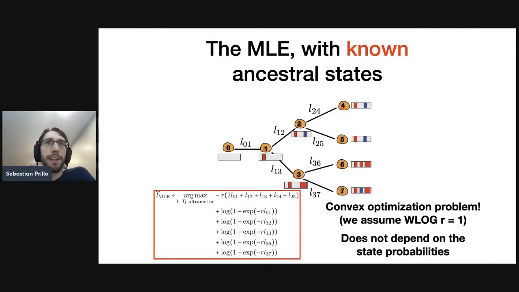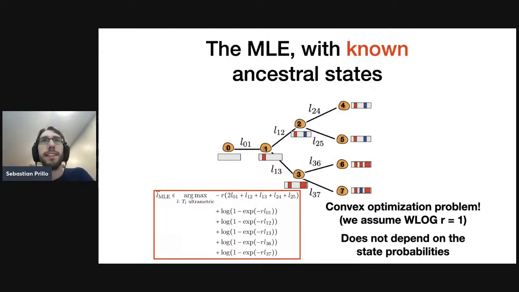Okay. So coming back to this, this is a convex optimization problem. One small caveat here is that branch lengths and mutation rate are not identifiable, because you can scale the mutation rate up by some constant, and you can scale the branch lengths down by that same constant, and you're going to get the exact same likelihood. So in practice, we just assume that the mutation rate is 1, and then we estimate branch lengths. And if we know the length of the experiment, we can then just rescale the tree on the right. Okay, so this is the MLE with known ancestral states.